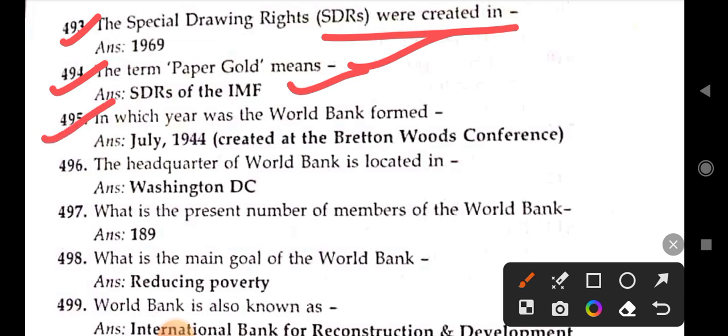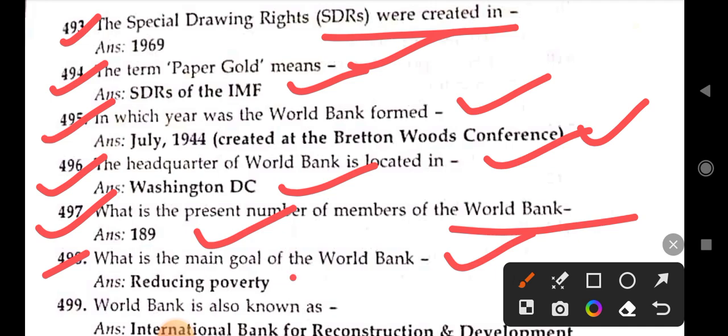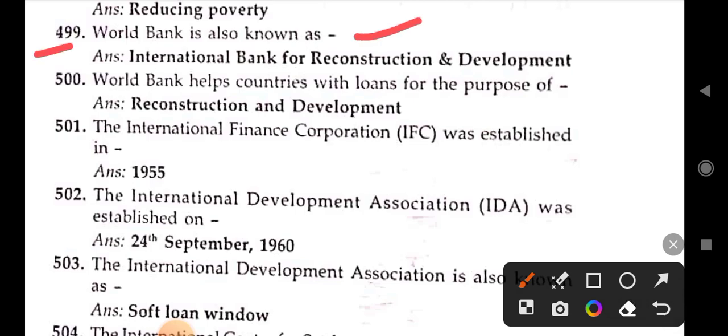In which year was the World Bank formed? July 1944, created at the Bretton Woods Conference. The headquarters of the World Bank is located in Washington DC. What is the present number of members in the World Bank? 189. What is the main goal of the World Bank? Reducing poverty. World Bank is also known as the International Bank for Reconstruction and Development. World Bank helps countries with loans for the purpose of reconstruction and development.